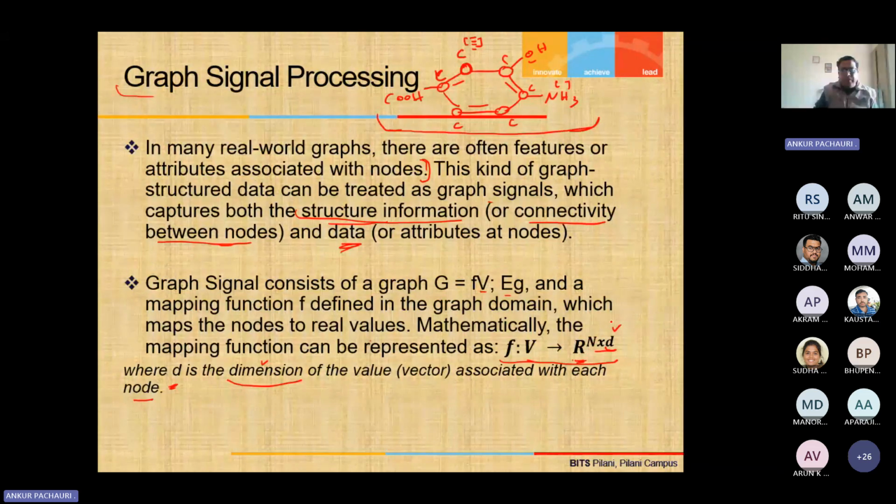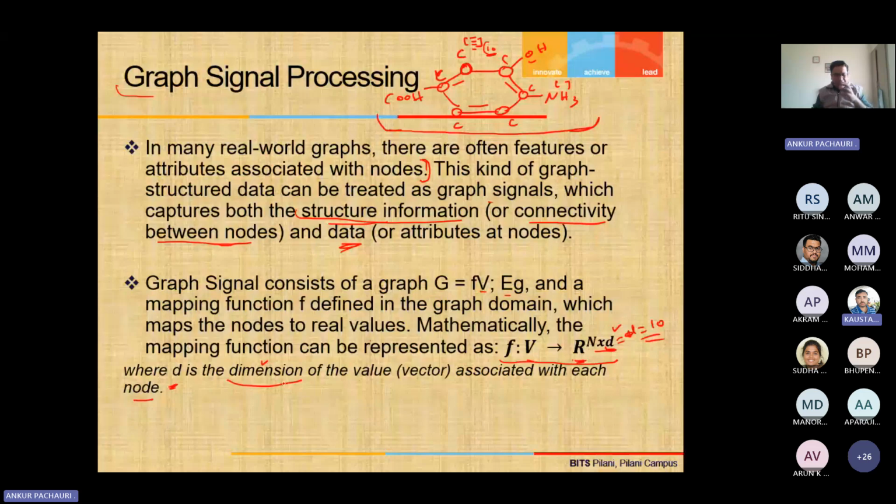If there are 10 different factors coming into play, then d will be equal to 10. So d is a dimensional vector which contains 10 different values. The first is responsible for atomic weight, the second for molecular weight, the third may be associated with something else. Those properties may be different, and that will be equivalent to the dimension of that vector.